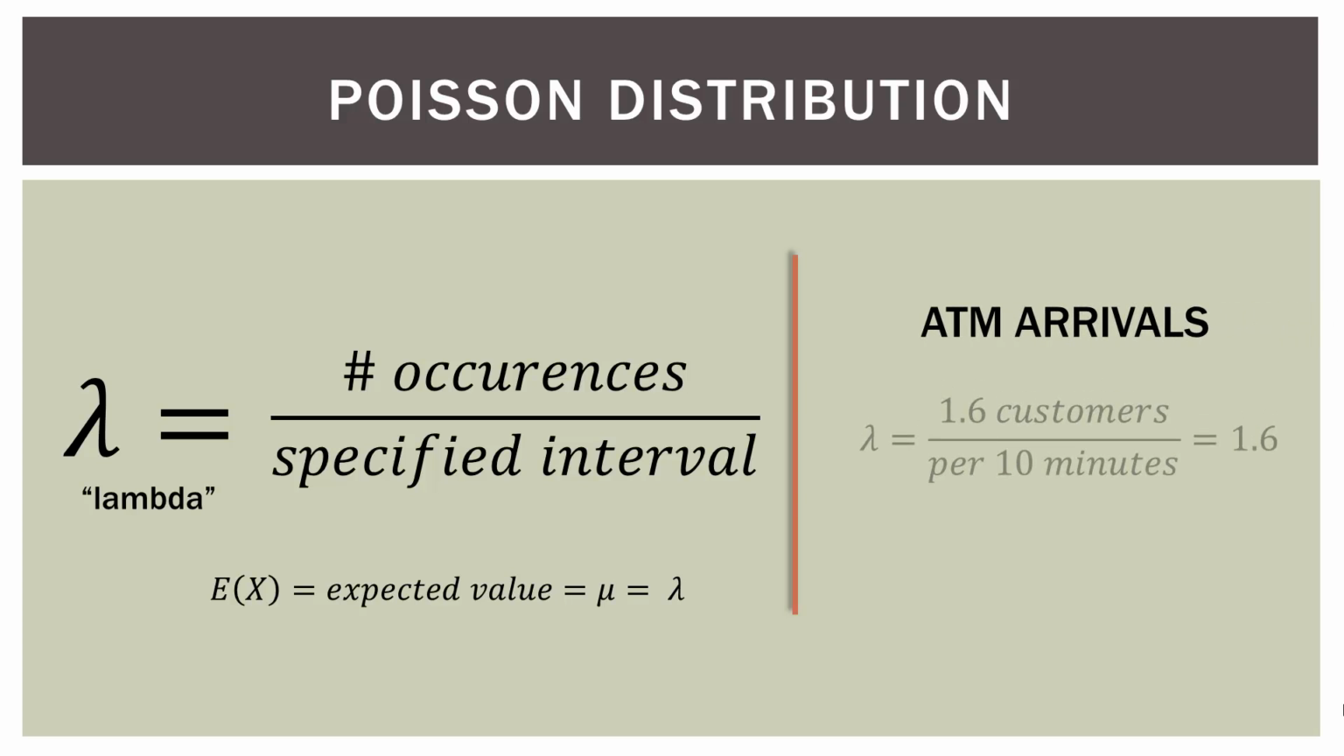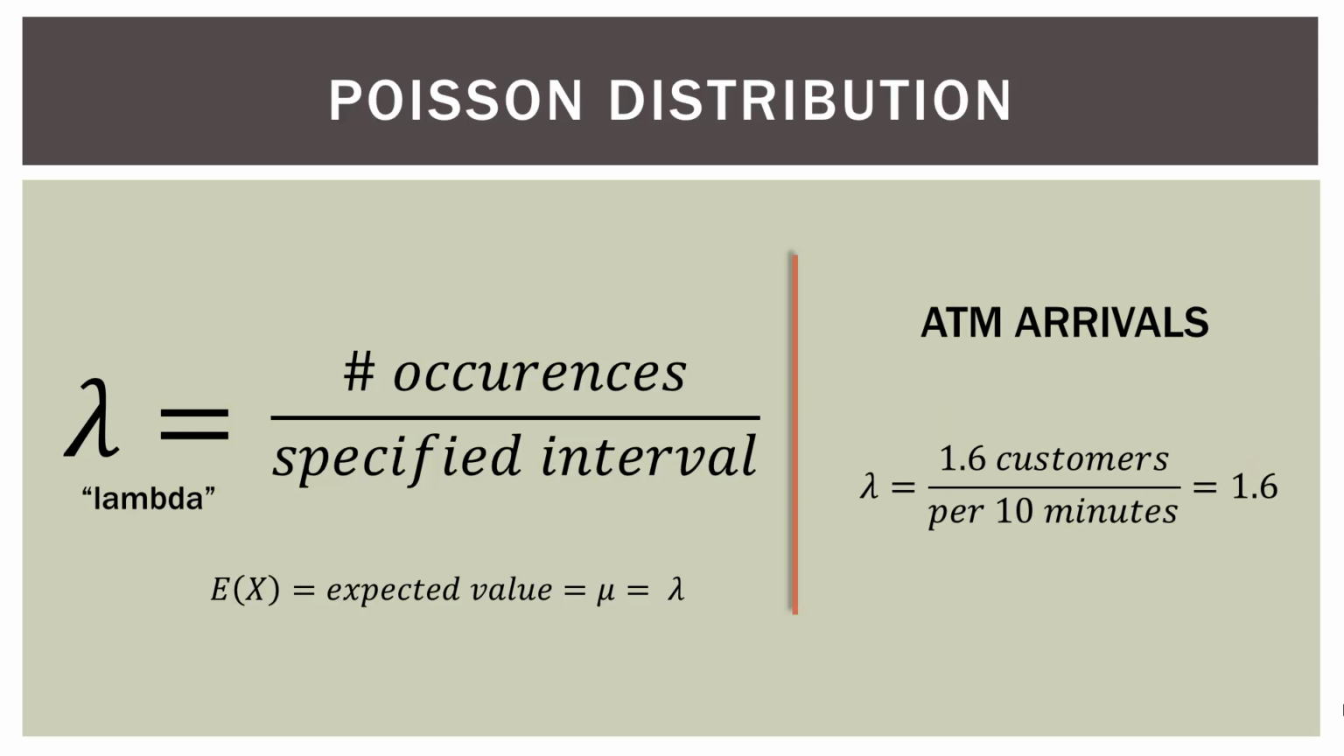So as far as ATM arrivals, what's our lambda? Well, the bank expects 1.6 customers per any 10-minute interval. So lambda in this case is 1.6. And again, do not try to think of that as 1.6 divided by 10. That's not what that means. It's 1.6 customers per interval we specify. We would only change the customers if we change the interval. So lambda is 1.6.